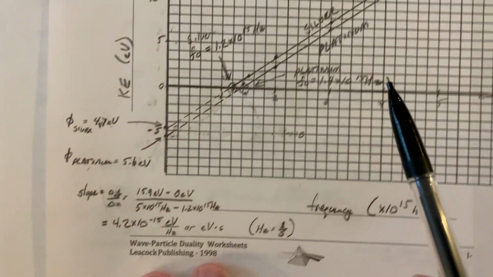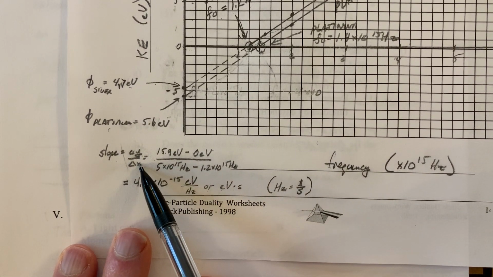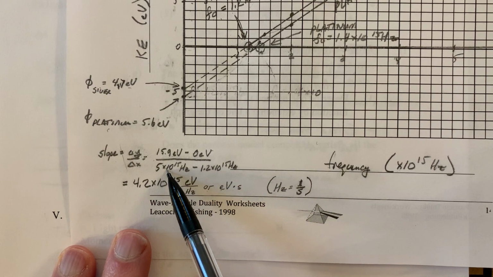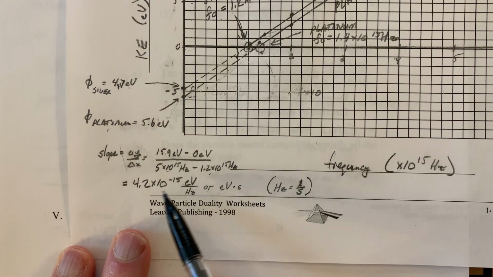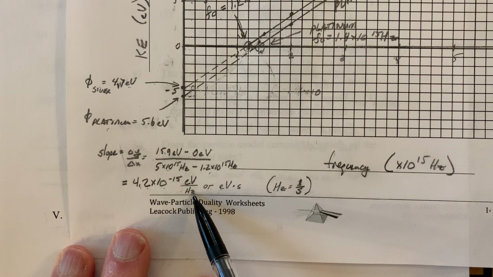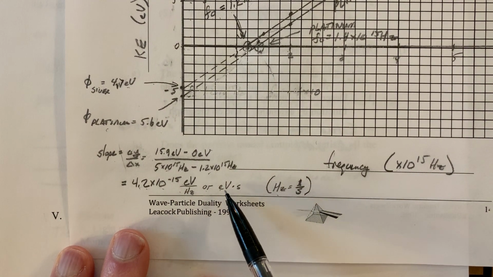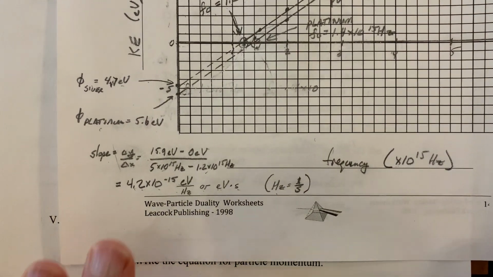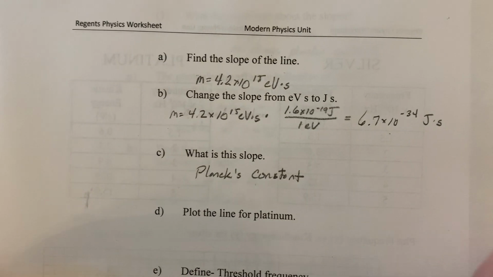And I found the slope, and that's right over here. The slope is your change in y over change in x. 15.9 electron volts minus 0, over 5 times 10 to the 15th hertz minus 1.2 times 10 to the 15th hertz. And I got 4.2 times 10 to the negative 15th electron volts times seconds, because hertz is 1 over seconds, so 1 over hertz is seconds. Okay, keep that in mind. Now, the next thing, well, we were asked to find the slope.